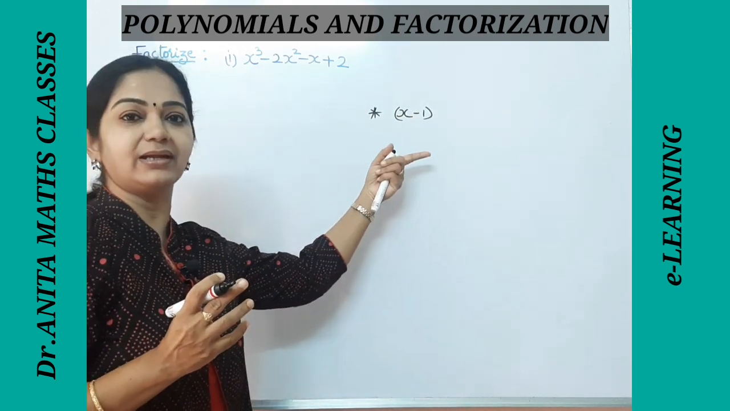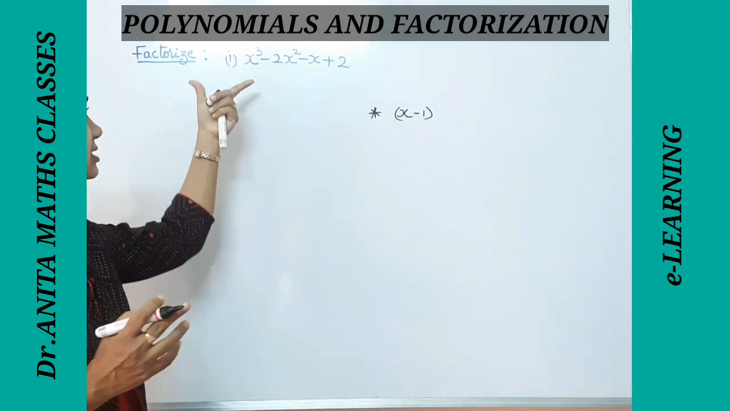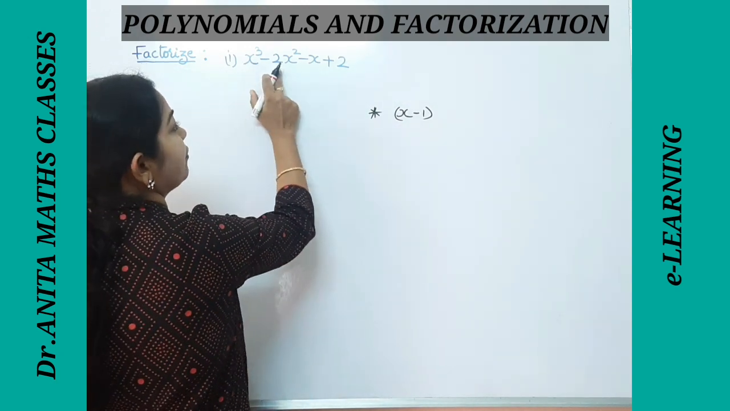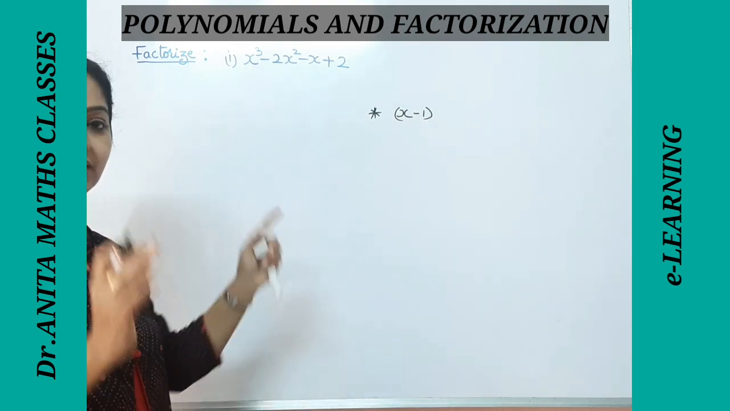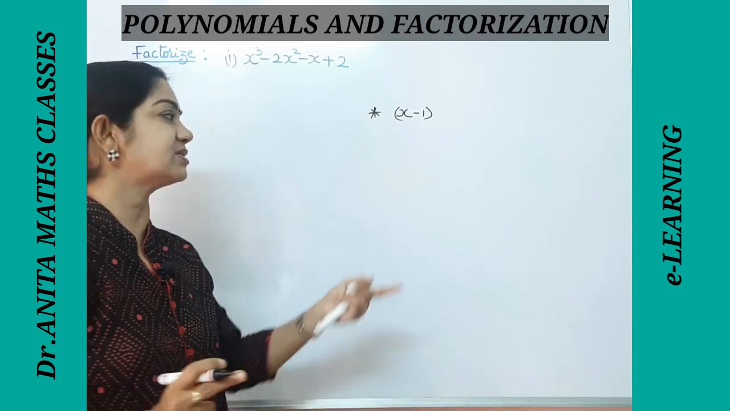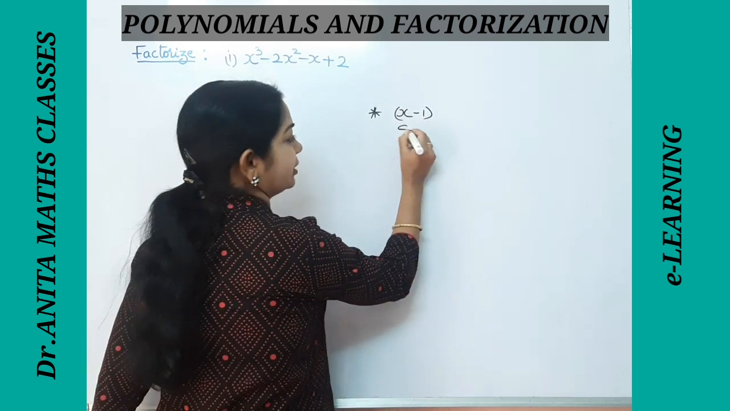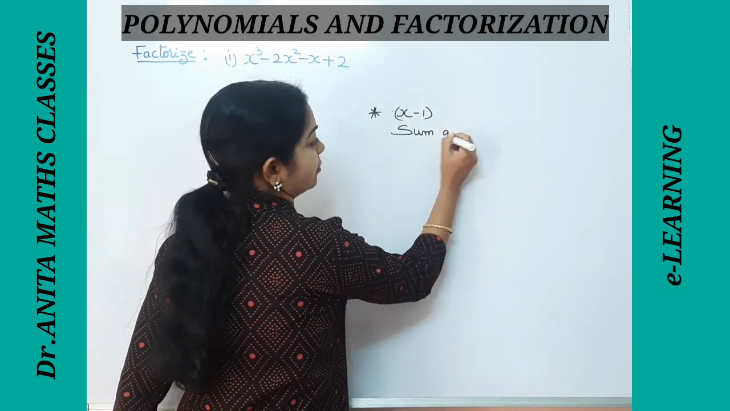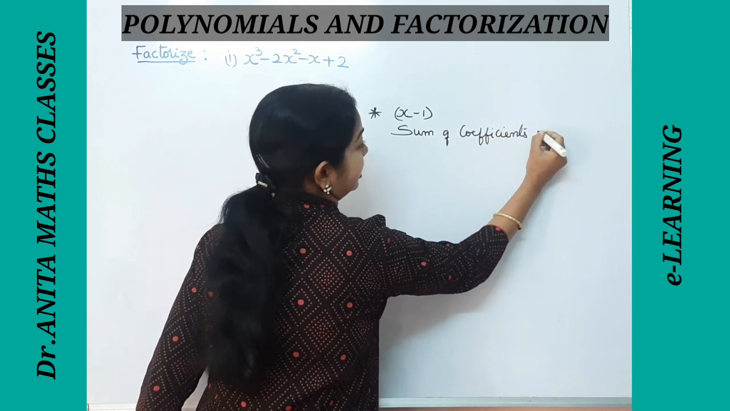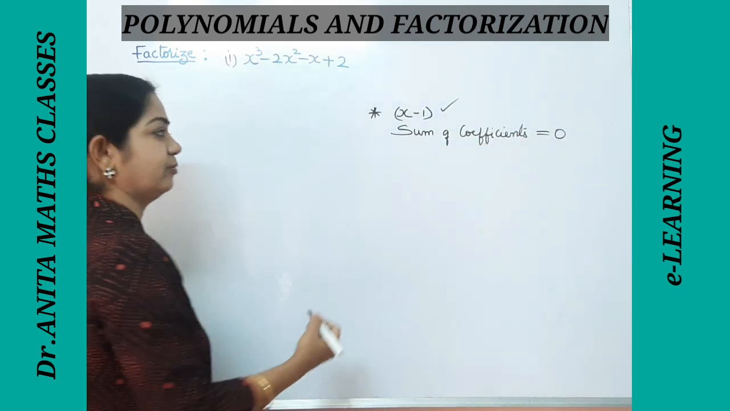So, let me recap that. We discussed that x minus 1 is a factor. To find that it is a factor, we don't need to divide it. But we have a condition that the total sum of the coefficients of x, if it is equal to 0, then we say that x minus 1 is a factor. That means the sum of coefficients equals 0, then we tell that x minus 1 is a factor of the polynomial.